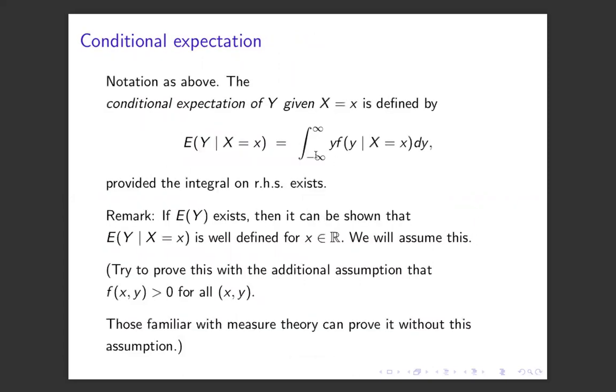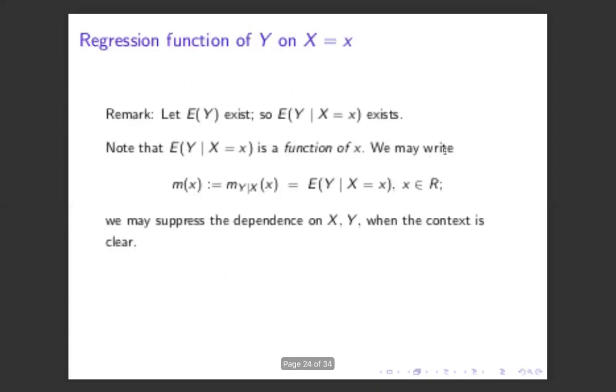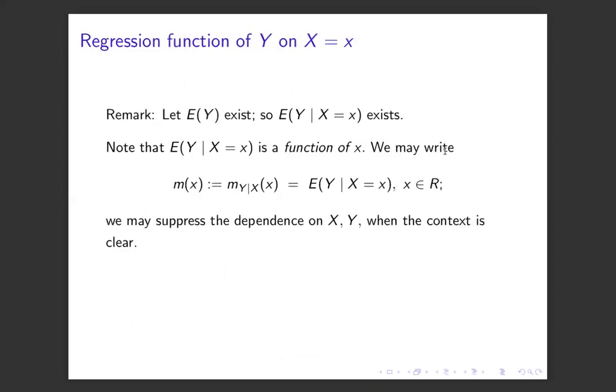Next, we want to point out that this object, conditional expectation of y given capital X equal to little x, is something which you would have seen in another context also. Last semester when we did discrete random variables, that was true also, but I didn't point that out because most of you would have seen the context of continuous random variables. As the title of this slide indicates, it is the regression function.